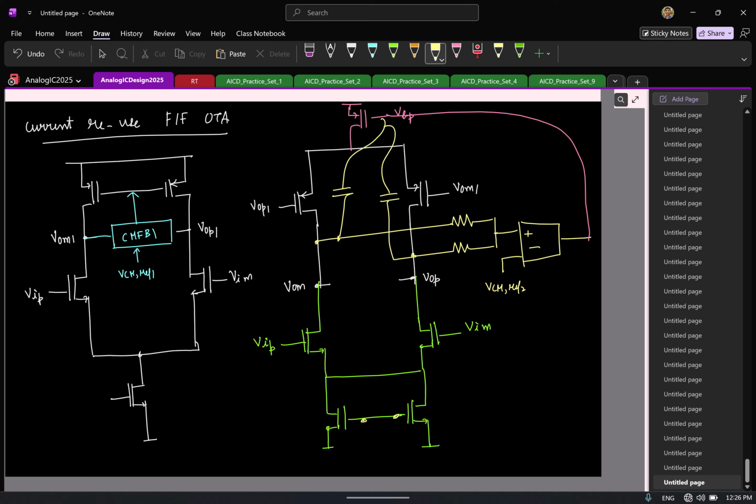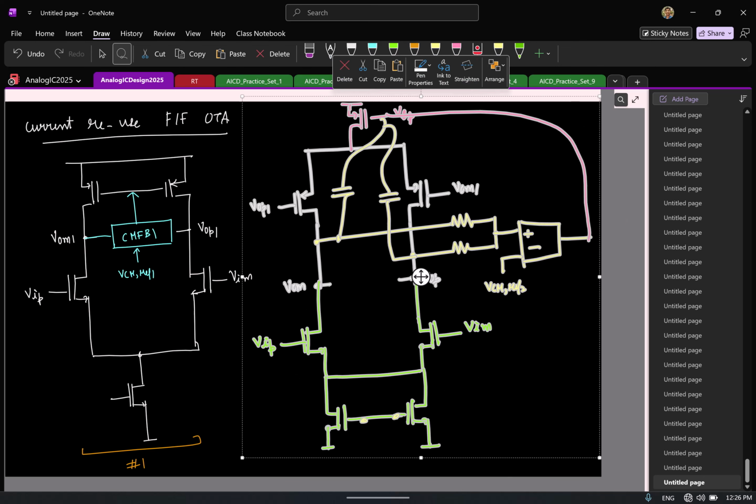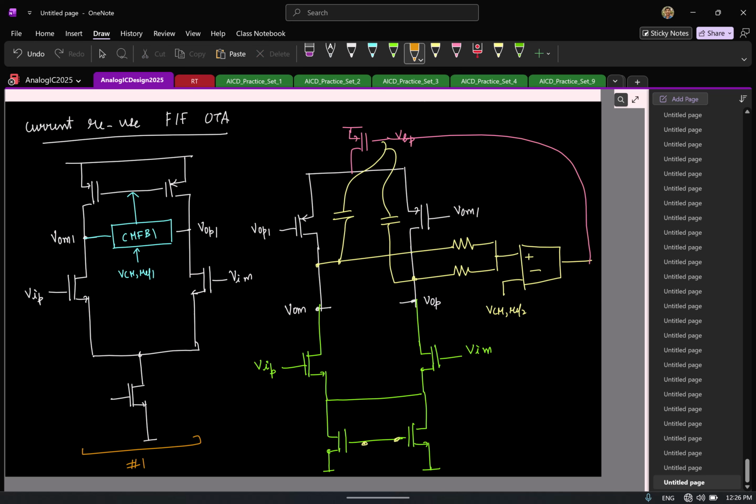So if you were to clearly show, this is your first stage, this is stage number 1, and this is your stage number 2, and the green portion is your feed forward stage. Any questions on this? Is it okay?